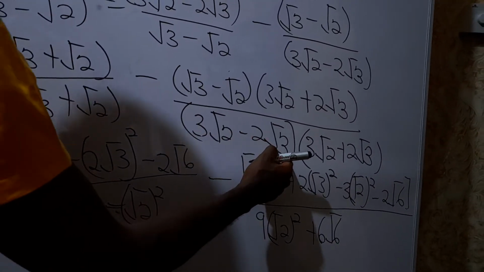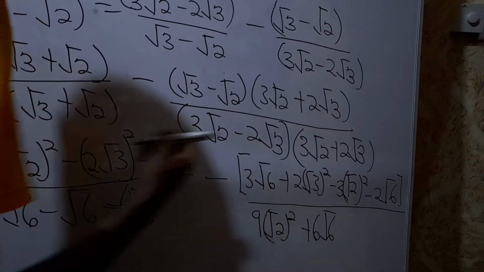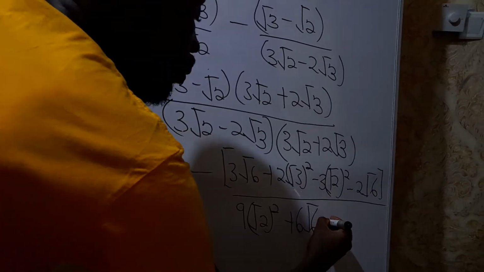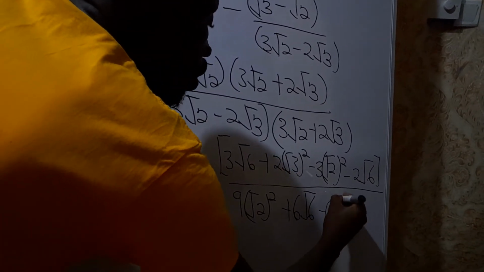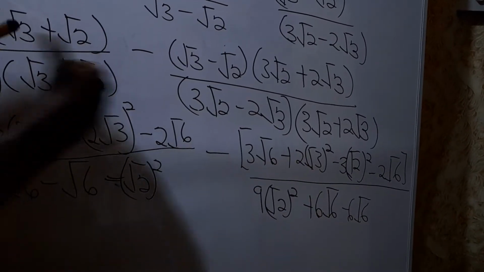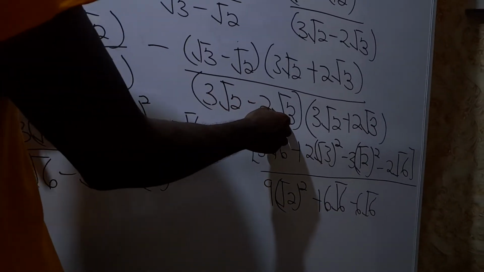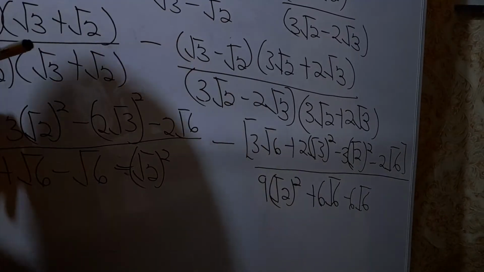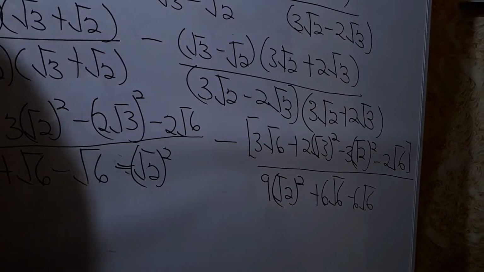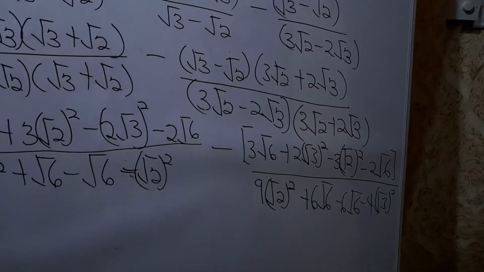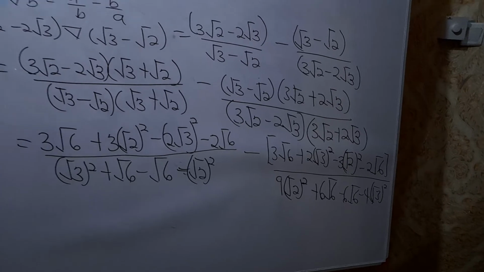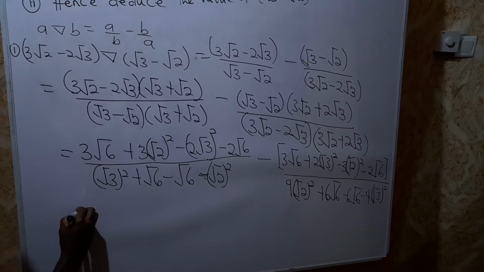Then 2 root 3 minus 2 root 3 times 3 root 2 will be minus 6 root 6. Then minus 2 root 3 times 2 root 3 will be minus 4 root 3 square. So now we can simplify and solve. So what are we having?